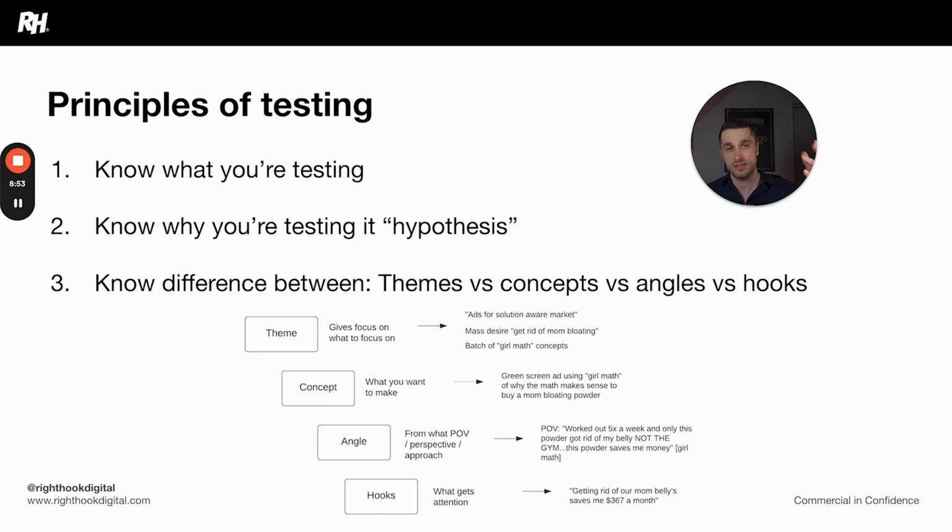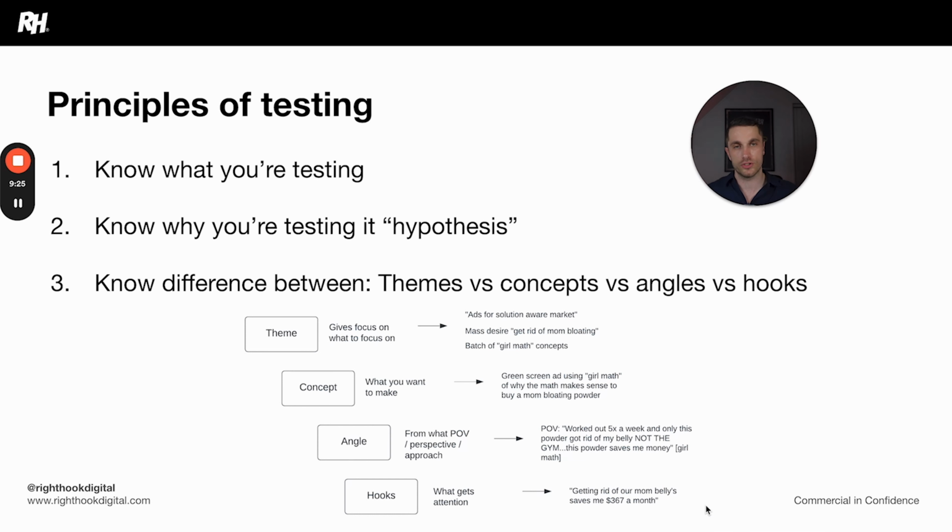Then once you have the concept, which is what you want to make, you can come up with the angle. And the angle is from what point of view, what perspective, or what approach are you making this ad? So the point of view is a mom who works out 5 times a week, and this powder is the only thing getting rid of her belly bloat or belly fat, and this powder is actually saving her money by buying it. And then the hook, which is actually what gets attention, is what you put in the ad, which is "getting rid of mom belly saves me $300 a month."